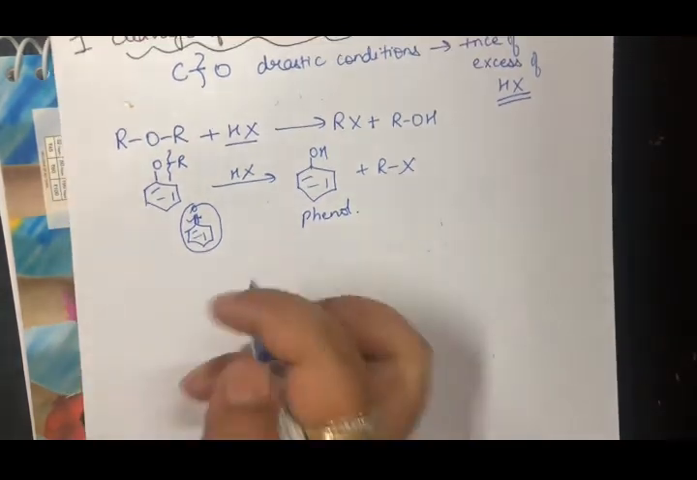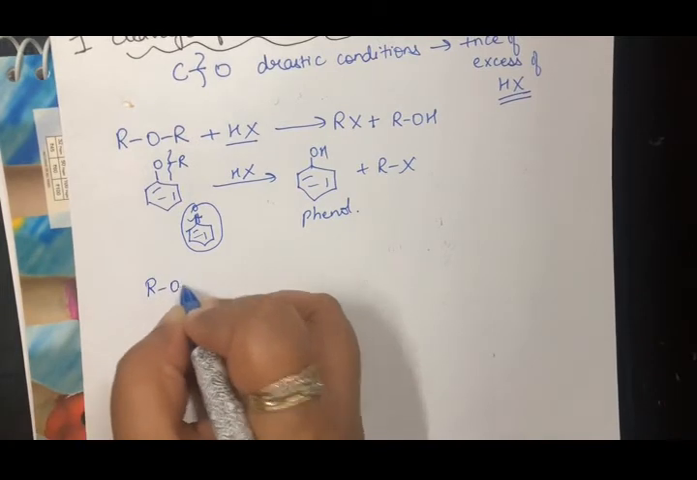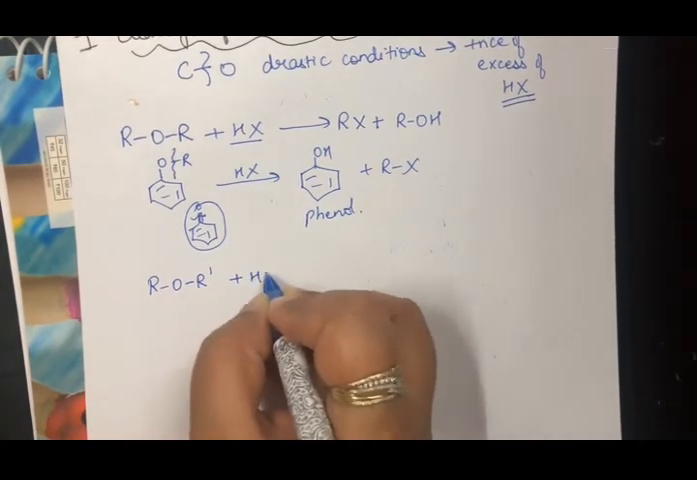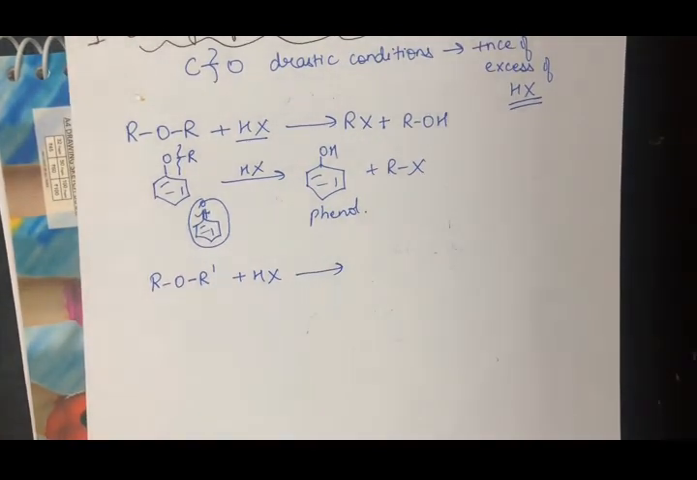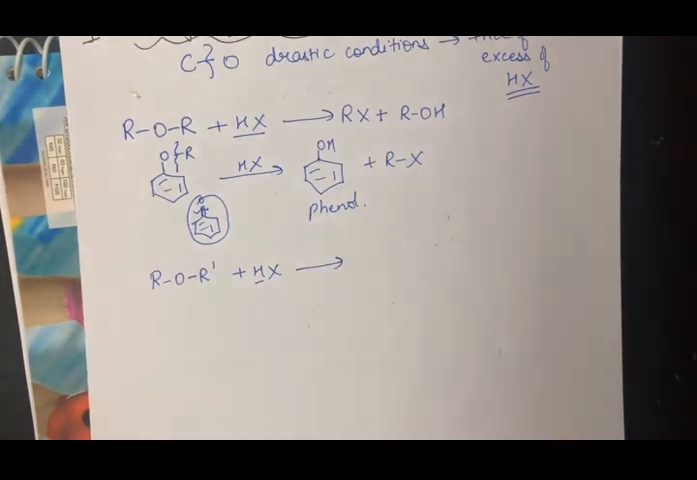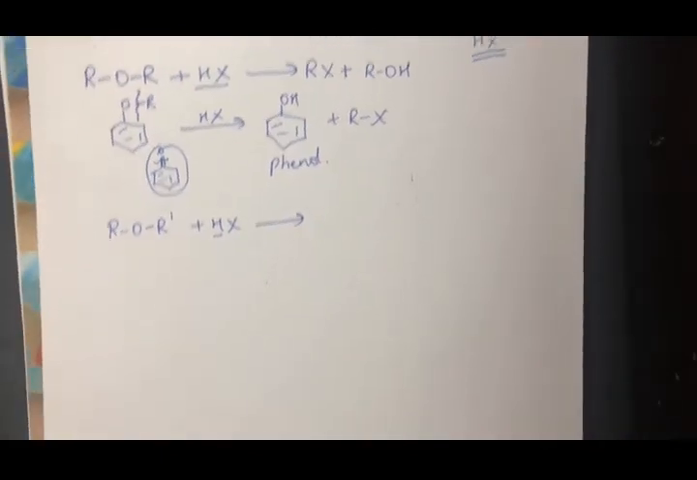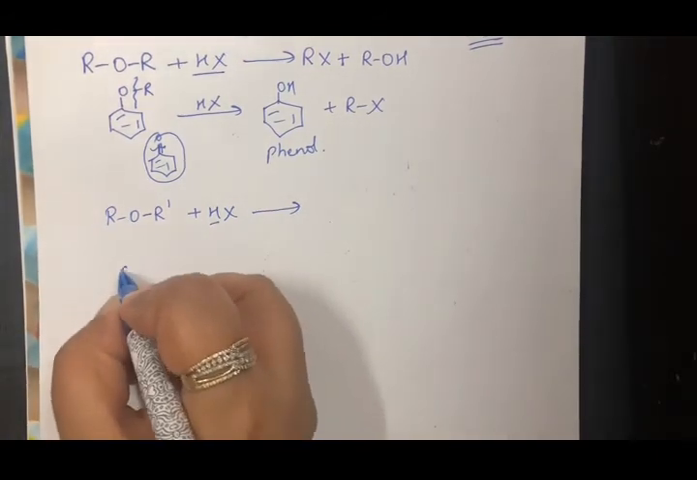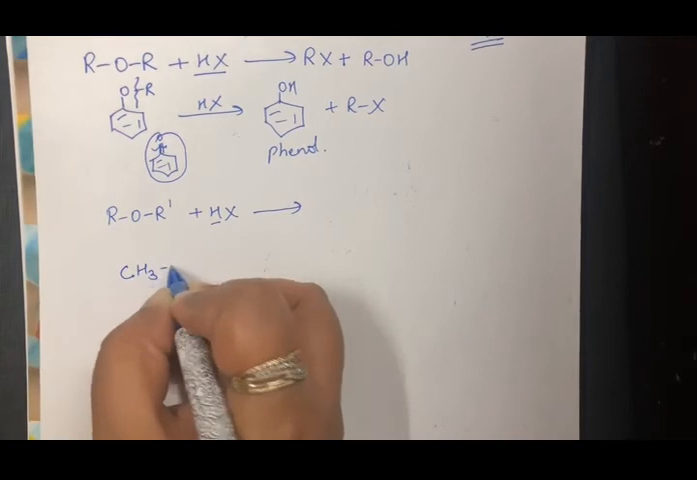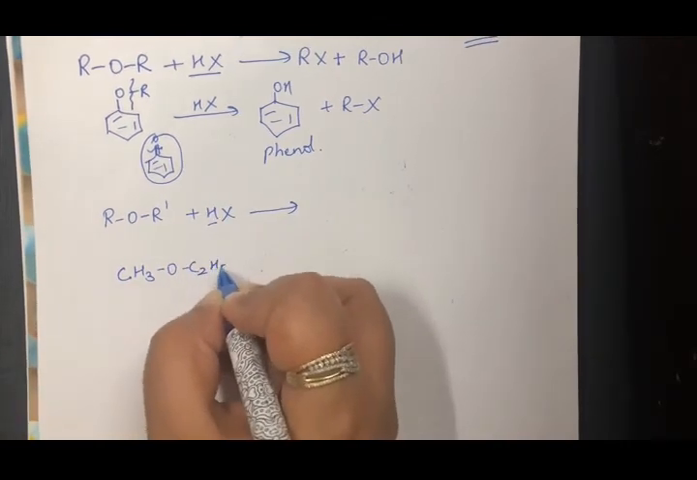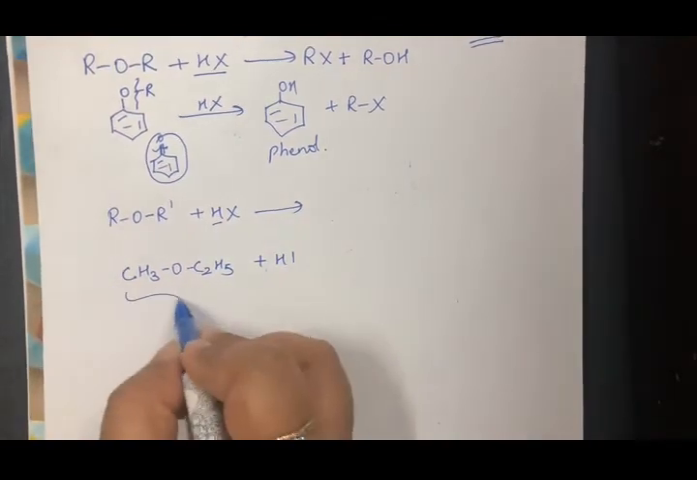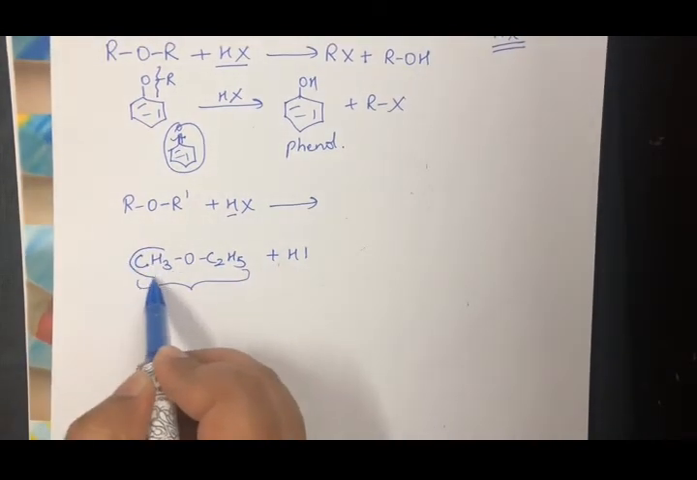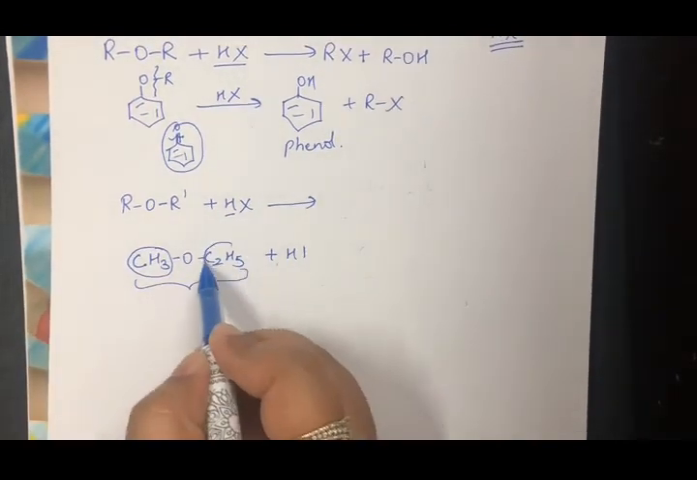Now what if I take an unsymmetrical ether like this? Then I have to decide where my halogen will attack and where my hydrogen ion will attack. For this I will share quick tips that you have to always remember. Now this is an unsymmetrical ether. There is a smaller alkyl group and there is a bigger alkyl group.